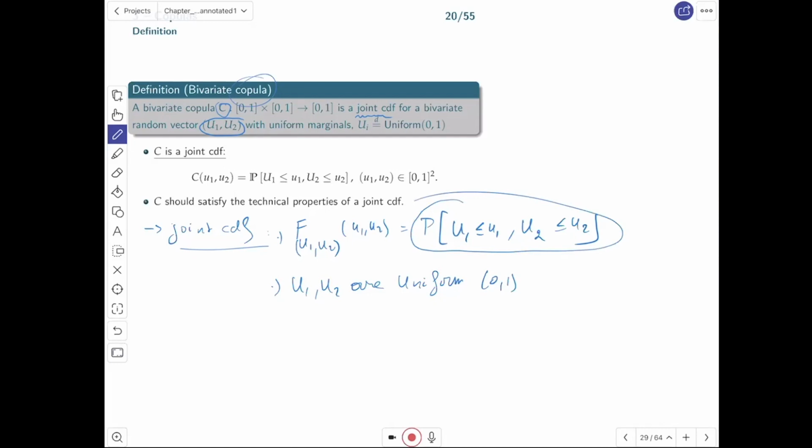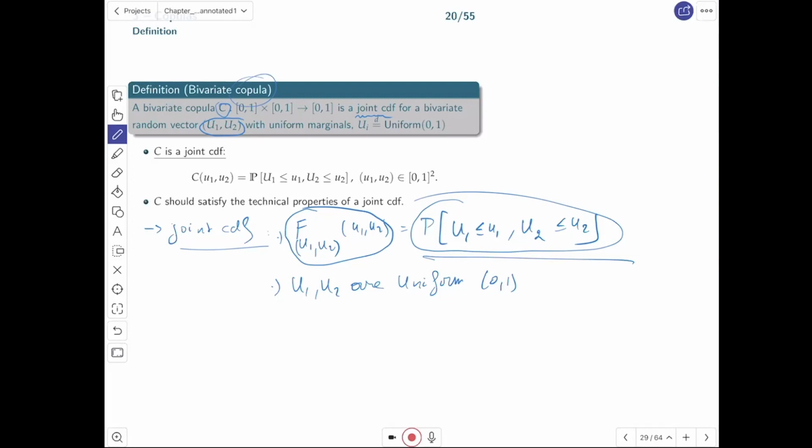Meaning, I know what u1 is, I know what u2 is, but still there are different possibilities to determine this function f here, such that it represents this probability, right? And any function that you can use to model this joint CDF, that is exactly what we call a copula, right? So a copula is just a joint CDF of a random vector u1, u2 that has uniform marginals.